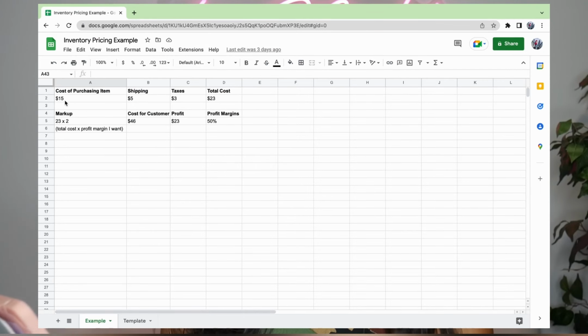So what I'm going to do is take you guys into an Excel sheet that I made, and it's just going to show the basic breakdowns of what we're going to use to determine our pricing. Okay, so in this example, the cost of purchasing our item is $15, the cost to ship it is $5, and the taxes are $3. So in this case, our total cost to make this item was $23. Now, what are you going to do with that $23?